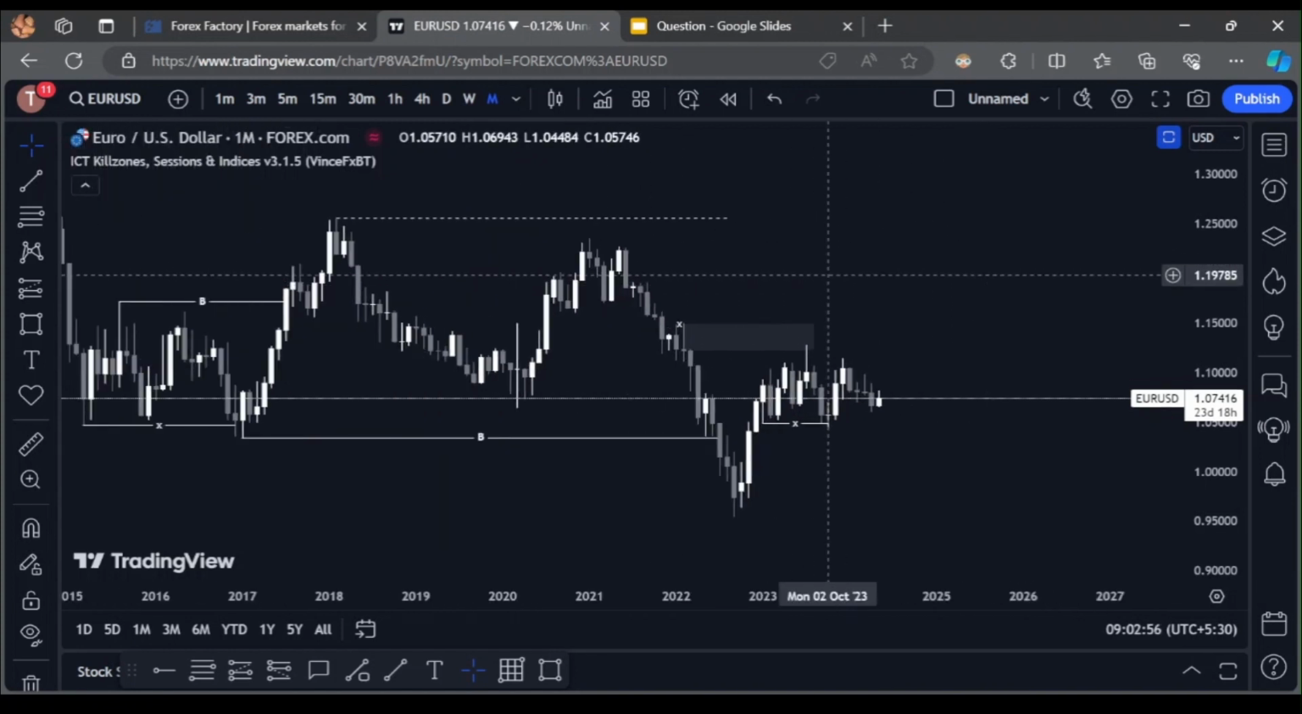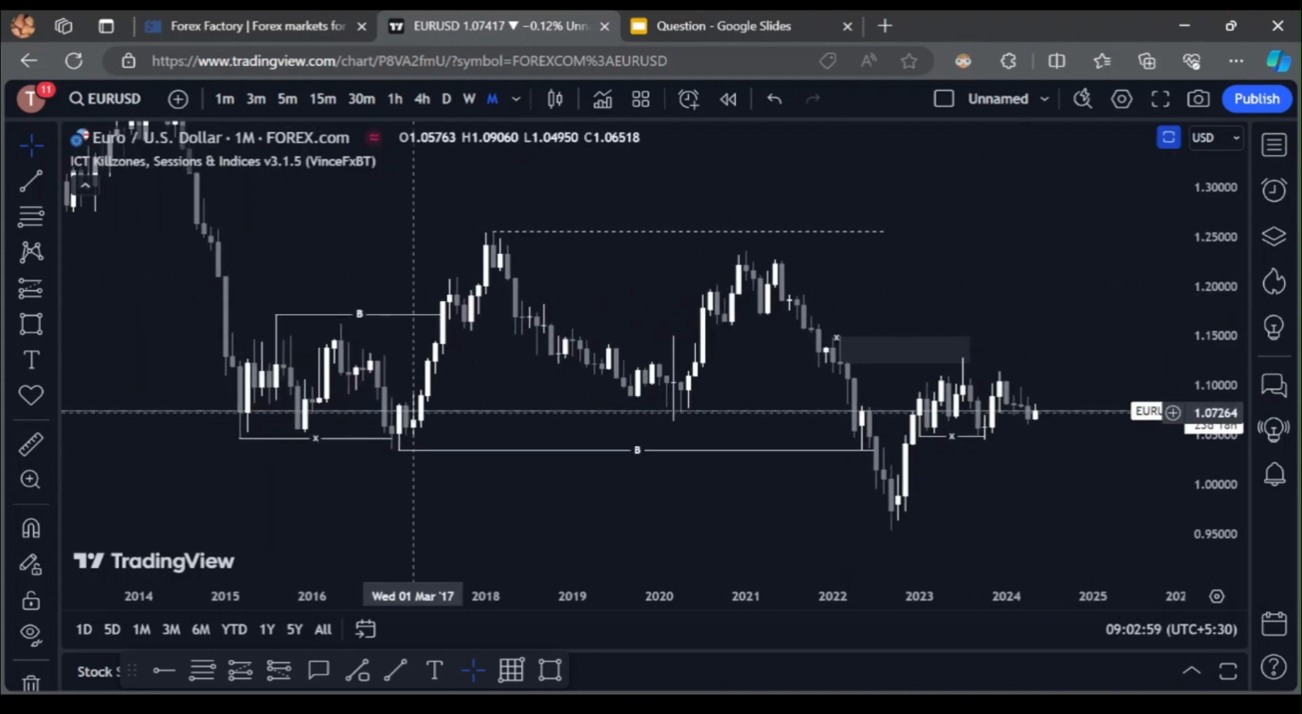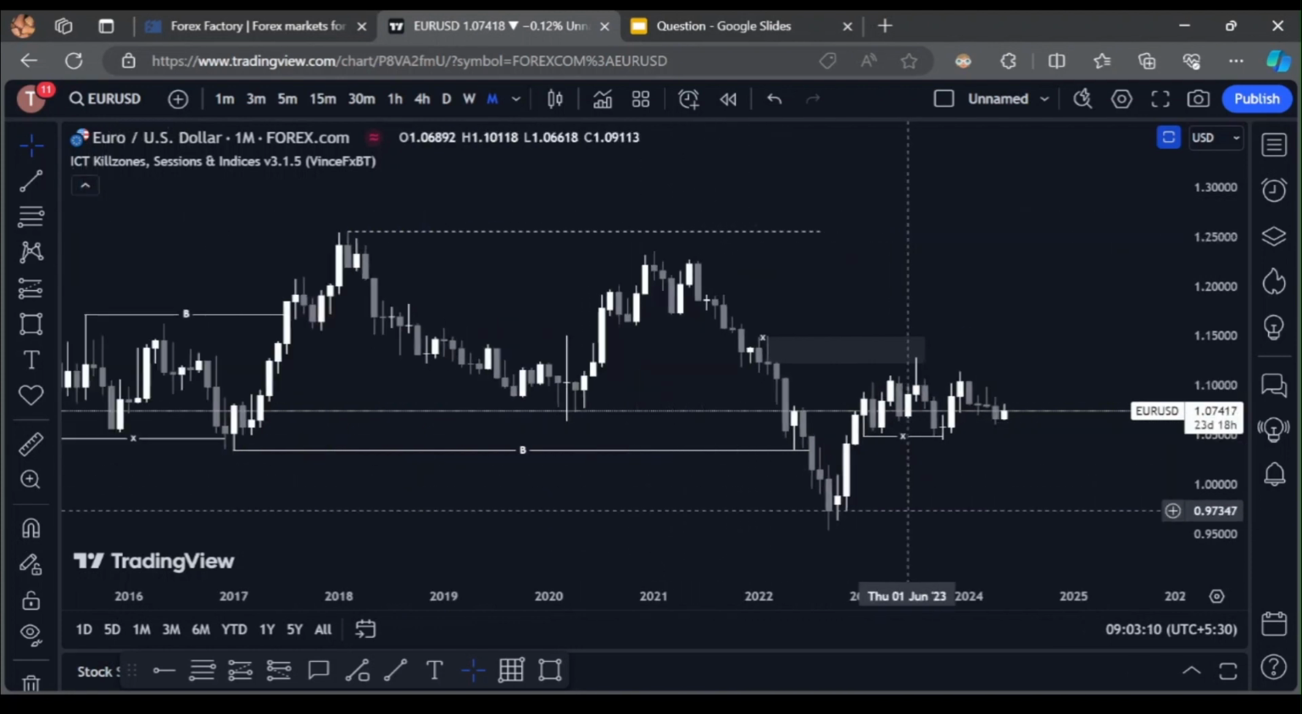So this is the chart of the monthly of Euro USD. And the price was having equal lows. The price swept these equal lows and broke this high. This gave us a strong low. The price reacted from the strong low but couldn't break this high. Rather, we broke below this strong low.